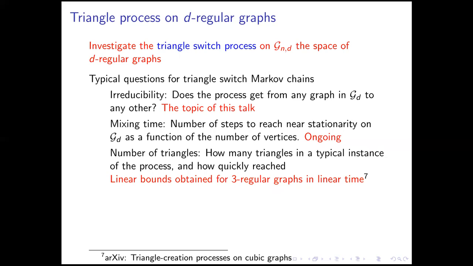If you run one of these chains, how many triangles are there in a typical instance of the process after a certain time or near uniformity, and how quickly is it reached? We showed in the first of those arXiv papers previously mentioned that linear bounds can be obtained for the number of triangles in linear time. So starting from any old three regular graph, even one without any triangles, if you run the process for linear time, you can get a linear number of triangles.